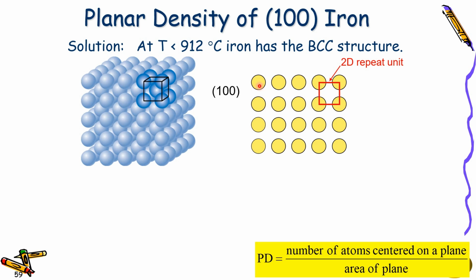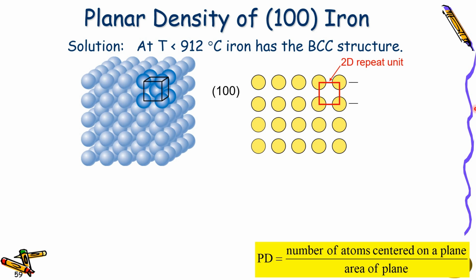You might say, well, Professor, I don't like it, I want to draw it like this. Yes, but you get the same answer. And why don't you make your life easier? Make it simple, and you can do the calculation easier. Okay, this is a 2-dimensional repeat unit. So you need to calculate the planar density of this.